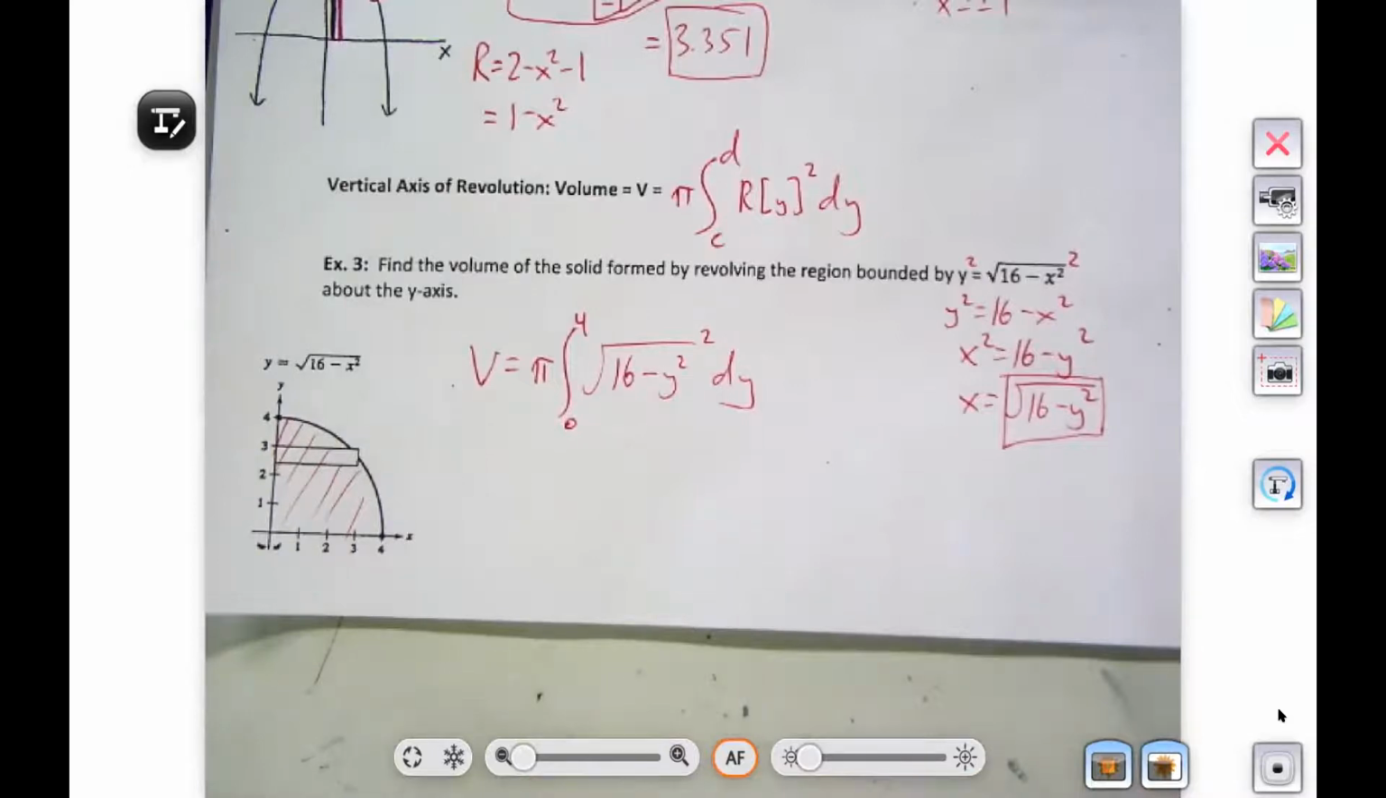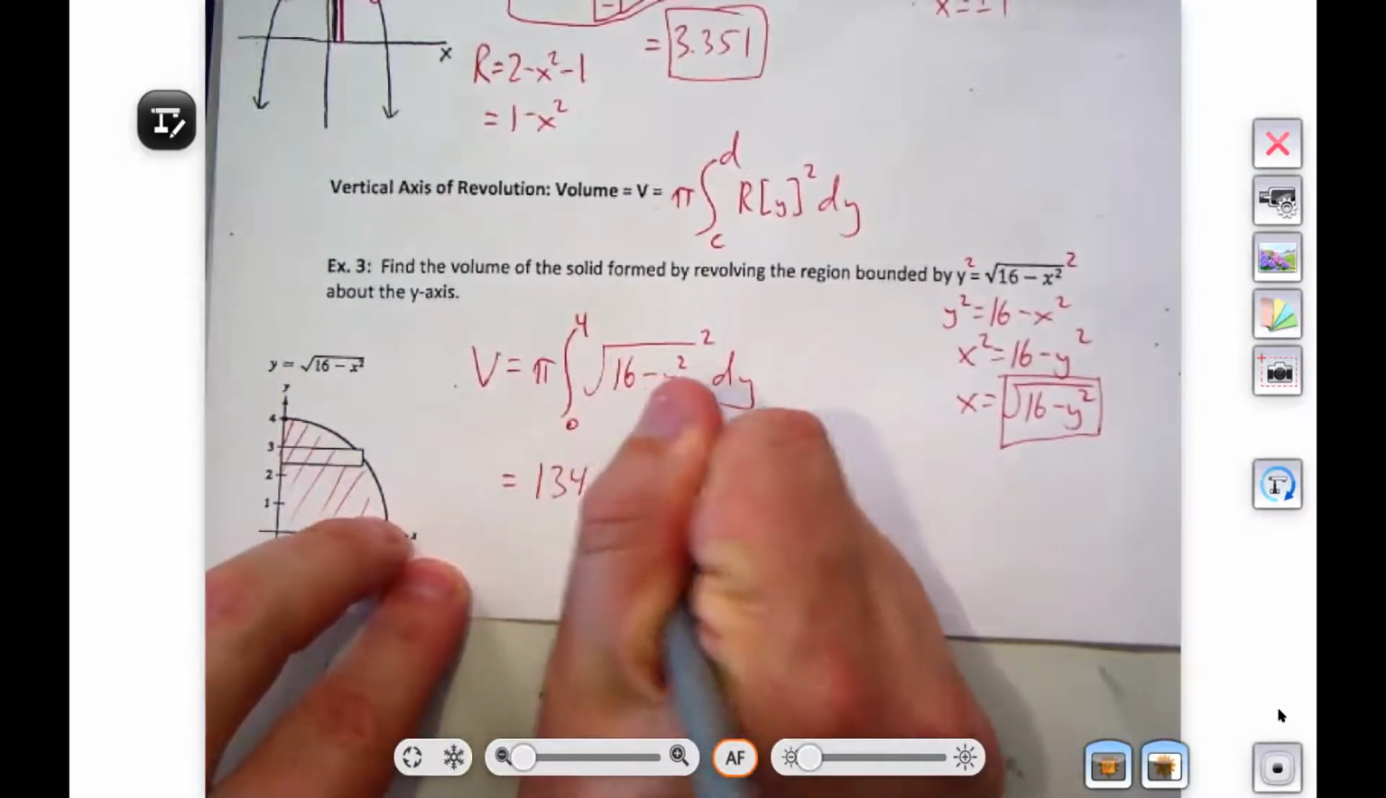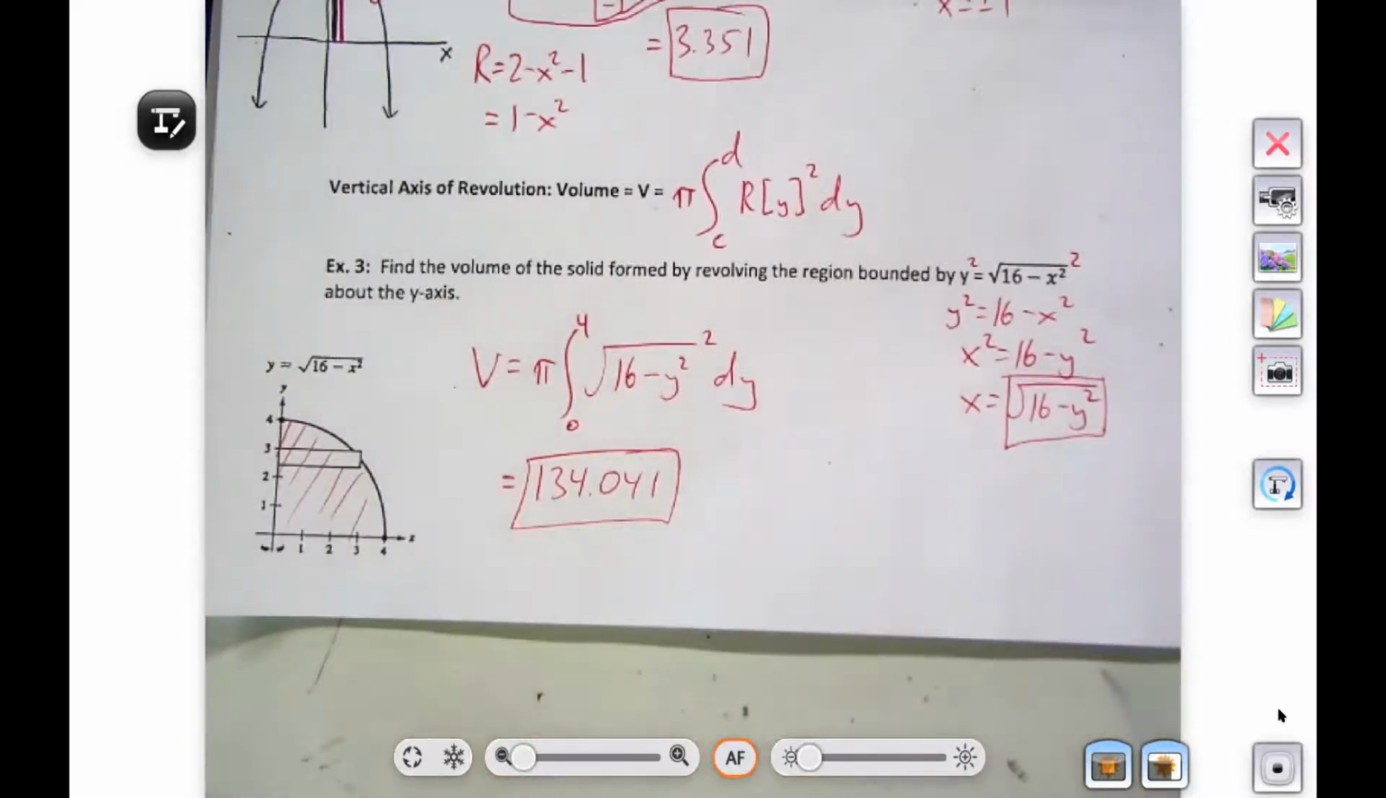And again, because of time, I would go beepity bop boop poof, math 9, 134.041. So those are discs. Okay.